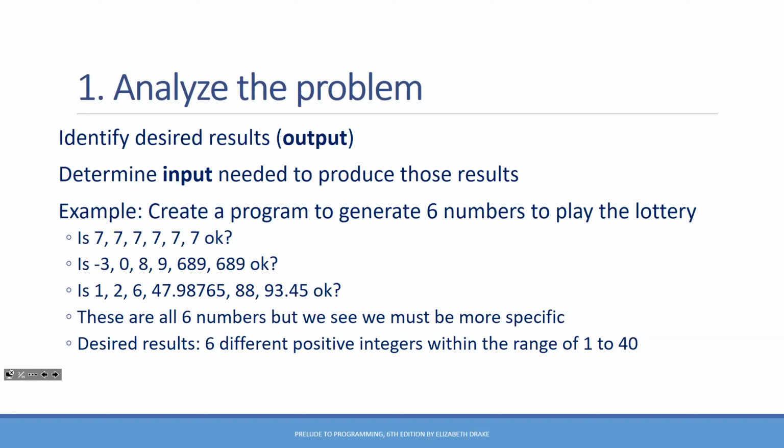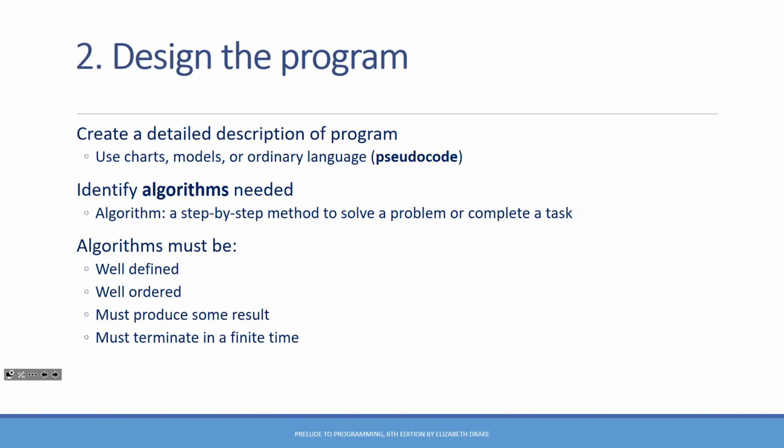So all of these rules have to do with our problem, right? They're like, what are our valid values for these different numbers? So we have to know all those things before we could start writing a program, or we're not going to be creating a program that does what it needs to do. So in the end, we might have something like 6 different positive integers within the range of 1 to 40. That's a pretty specific statement of our numbers. So then we can design the program. We're going to use a lot of different charts and diagrams and pseudocode to design the program.